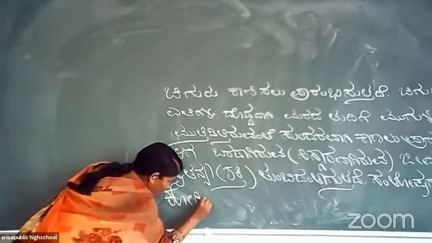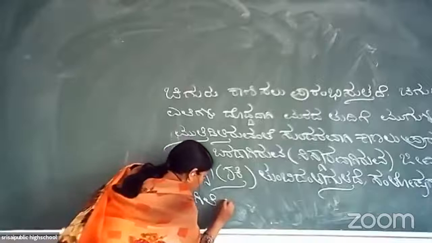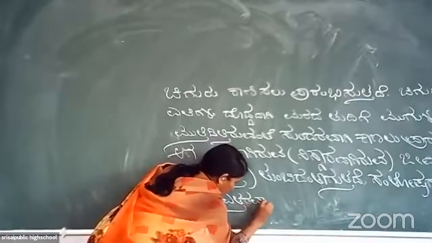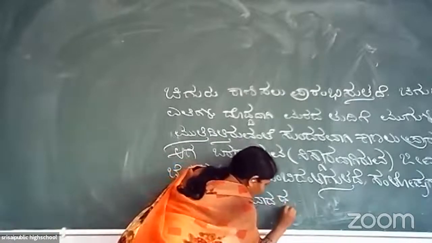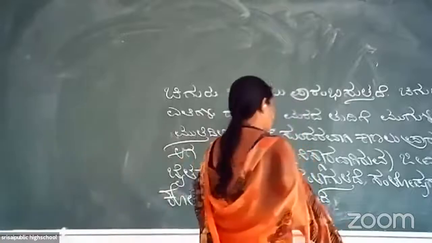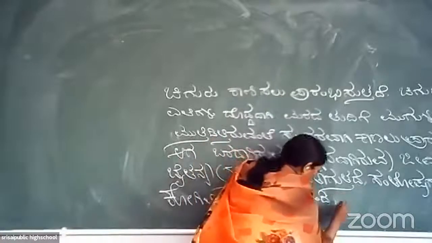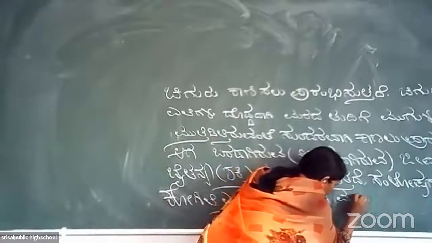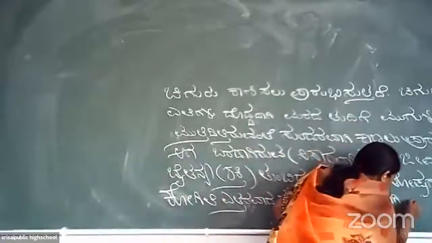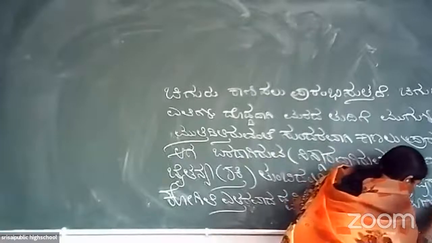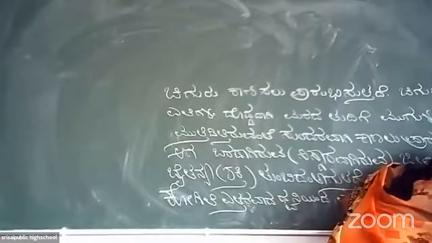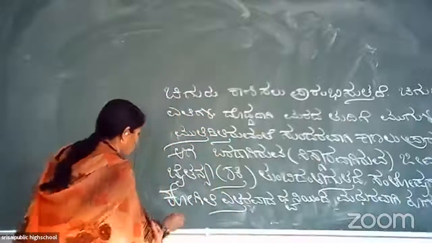ಸಂತೋಷಗೊಂಡಿರುವ ಕೋಗಿಲೆ ಎತ್ತರವಾದ ಧ್ವನಿಯಿಂದ ಮಧುರವಾಗಿ ಕೂಗಲು ಪ್ರಾರಂಭಿಸುತ್ತದೆ.